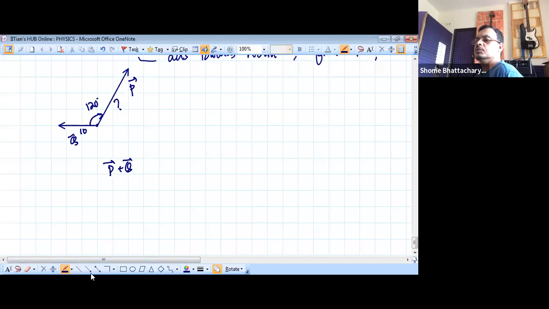For P plus Q, we will first draw the vector P. So that's, let's say, like this. Then we want to add the vector Q to it. So this vector has to be placed on the head of P. So this vector has to be like this.